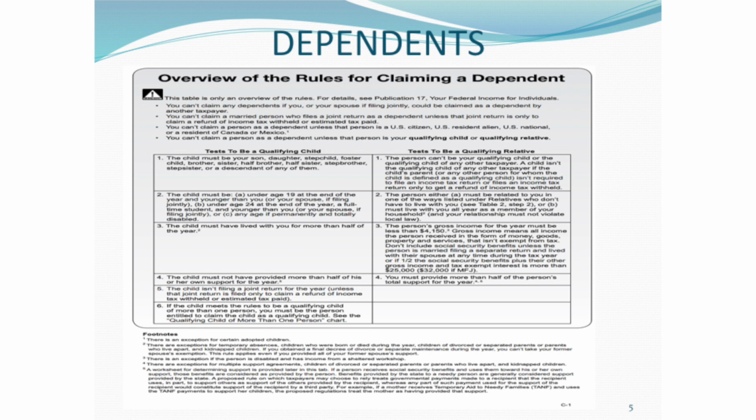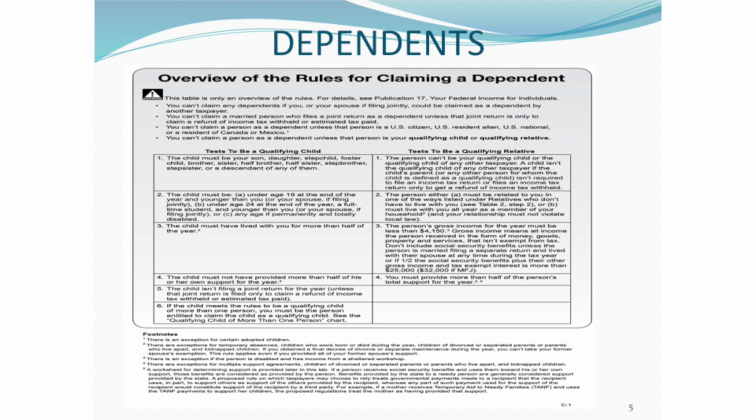Publication 4012, page C-1, provides an overview in determining what tests must be met for a qualifying child to be a dependent, as well as what tests must be met for a qualifying relative to be a dependent. A decision tree can also assist you in determining whether or not you are entitled to a personal exemption. Simply move step by step across the row. You will also notice 3 footnotes at the bottom of this page. Don't forget to read those as well.